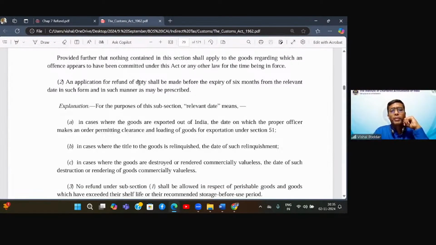Next, an application for refund shall be made before the expiry of 6 months. So for these cases where you want to claim refund, why? Because the goods are not as per standards or specification, and hence you want to either re-export it or you want to relinquish the title. In such cases, the time limit is only 6 months, not 1 year.